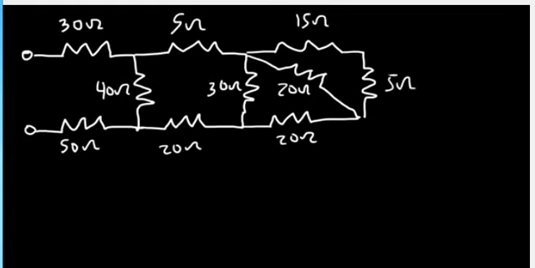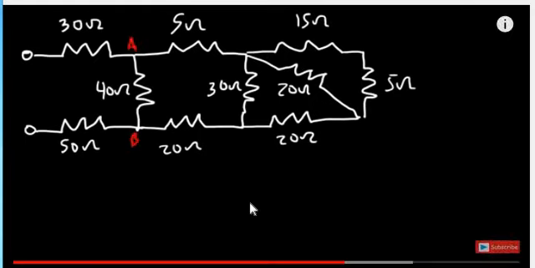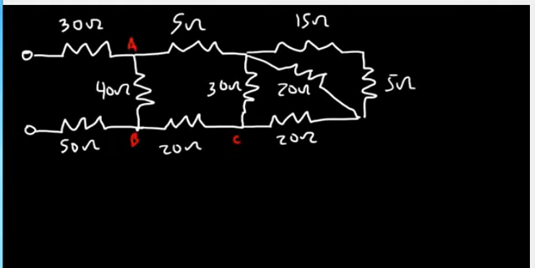How to start solving this one? You can see here 15 ohm and 5 ohm. This 15 and this 5, they are connected in series. For the sake of simplicity, you can even name the points. 15 and 5, they are connected in series, and the combination is in parallel with 20 ohms. First 15 plus 5 will give you 20 ohms.